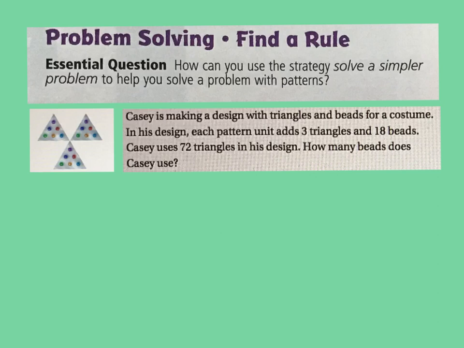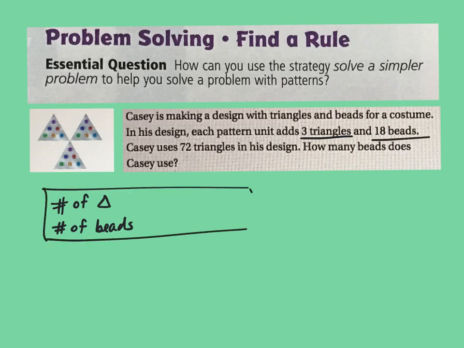Casey is making a design with triangles and beads for a costume. In his design, each pattern unit adds 3 triangles and 18 beads. So at this point, I'm going to go ahead and start my table. I have number of triangles and number of beads. And it says right there in the problem, for every 3 triangles, there are 18 beads. So I'm going to fill that out in my table.